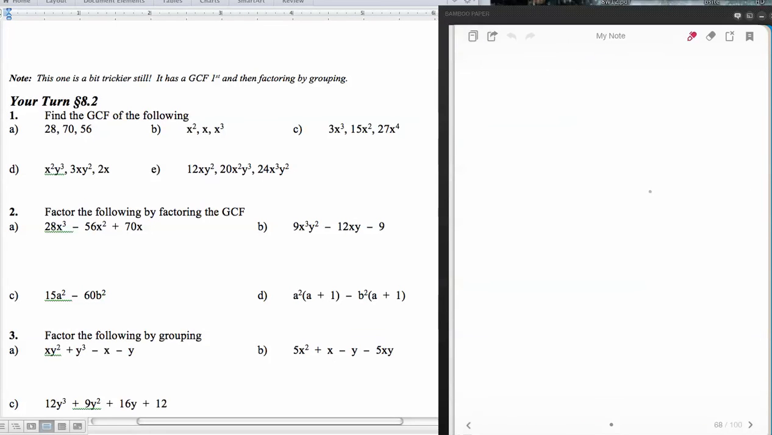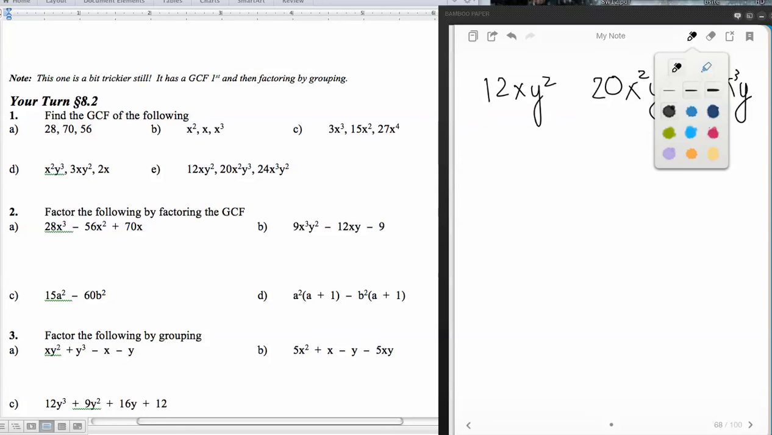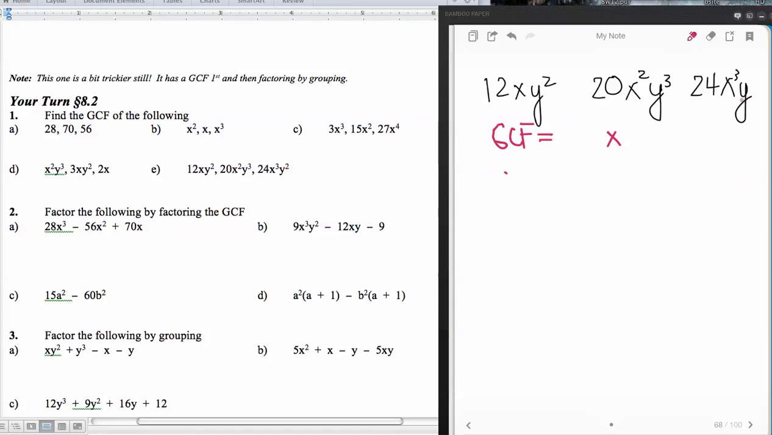Okay, moving on to our next one, we have 12xy squared, and we have 20x squared y cubed, and then we have 24x cubed y squared. So looking at the variables on each of these, we see that the GCF is going to hold an x in each case. So x, and then y cubed here, y squared here, so it's also going to have a y.